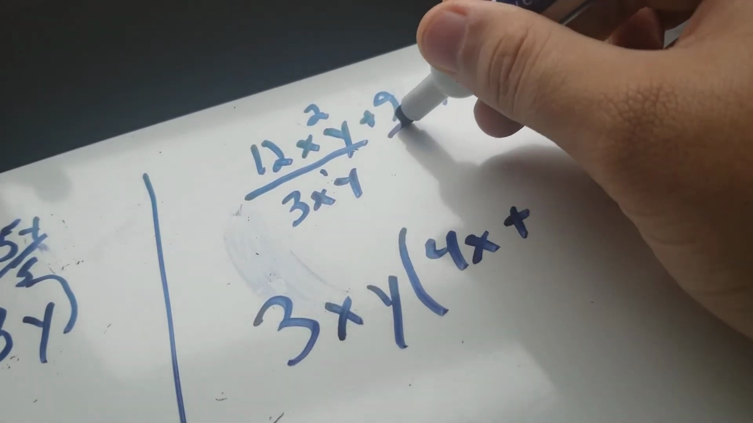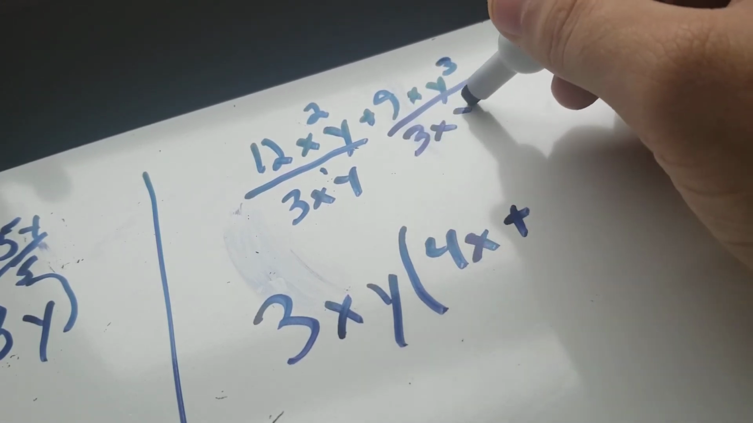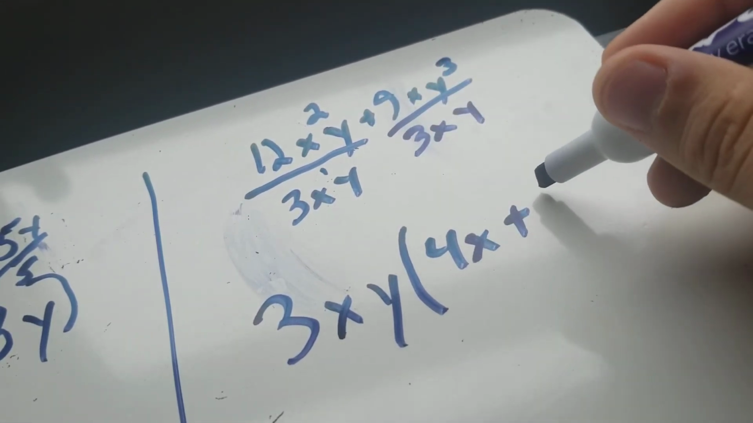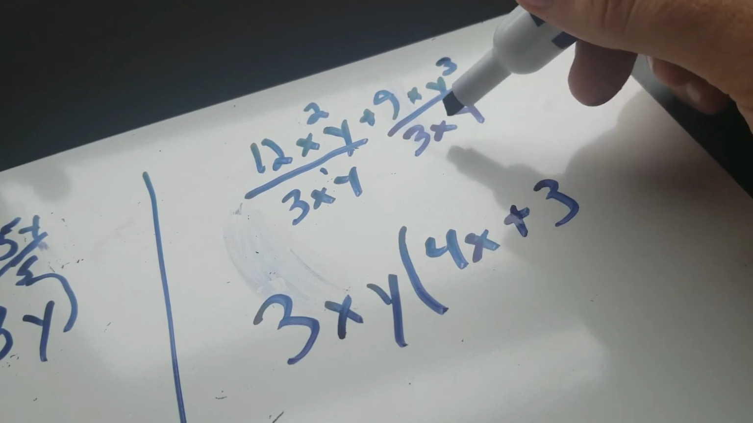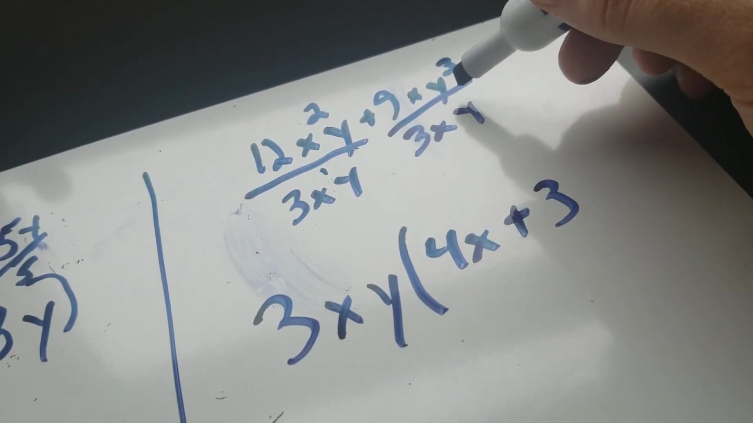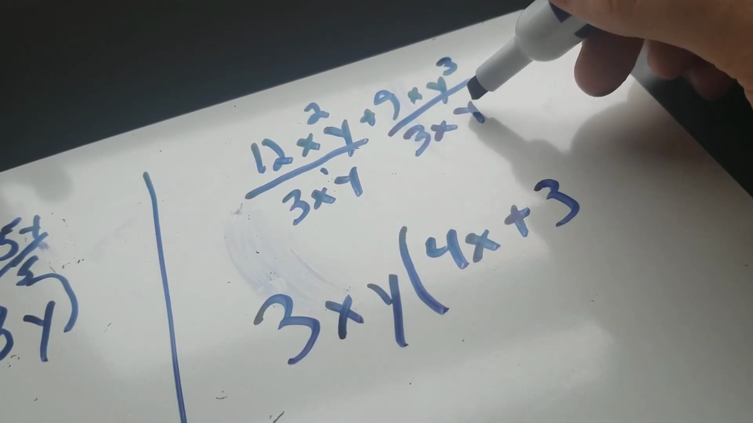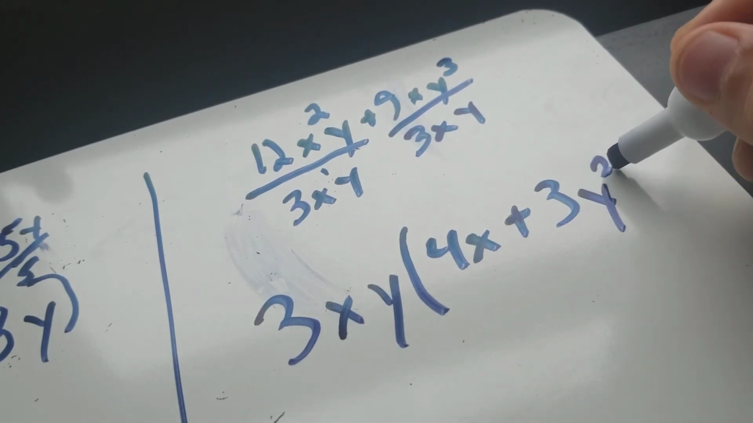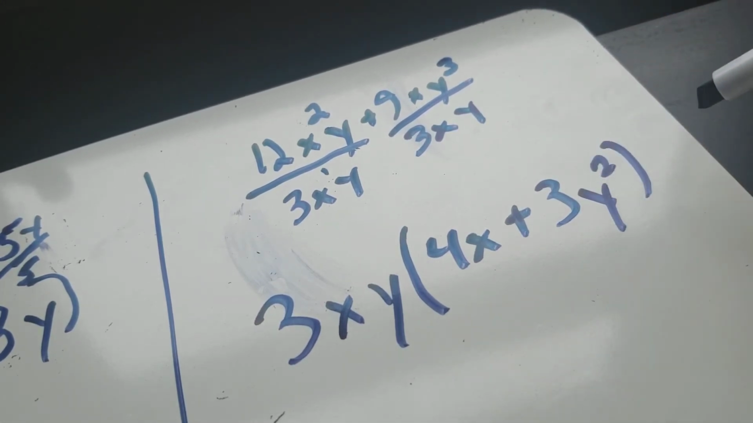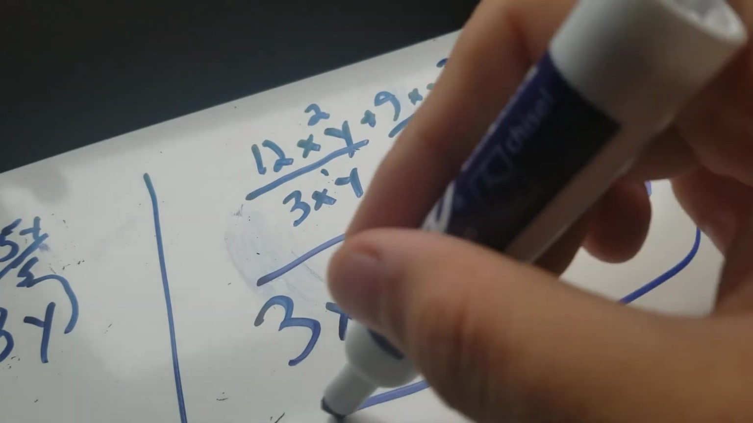Plus, I'm also going to divide 3xy here. 9 divided by 3 is 3. X divided by x is the exact same thing, so it's 1. I don't have to write that. Y to the third divided by y is y to the second. At that point, you're done with this one.